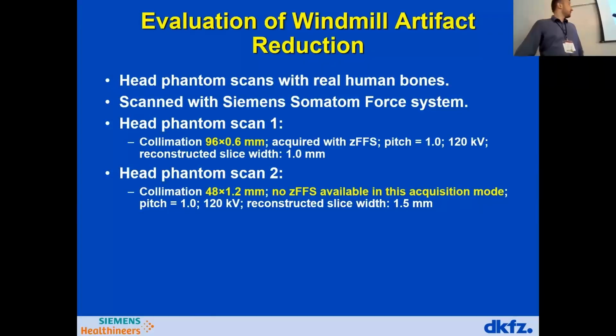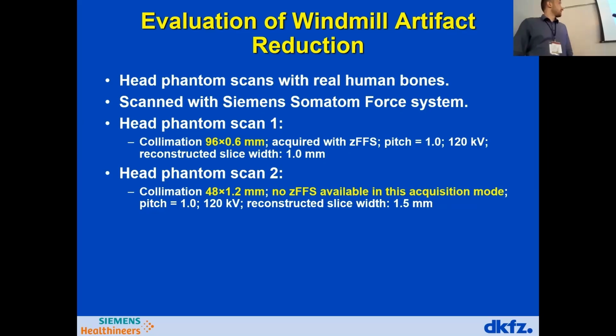For the evaluation of the windmill artifact reduction, we used 2 scans of a head phantom with real human bones, scanned with a Siemens Somatom Force scanner. The first scan was acquired with a collimation of 96 times 0.6 millimeters and with Z-flying focal spot enabled. So these were our ground truth data.